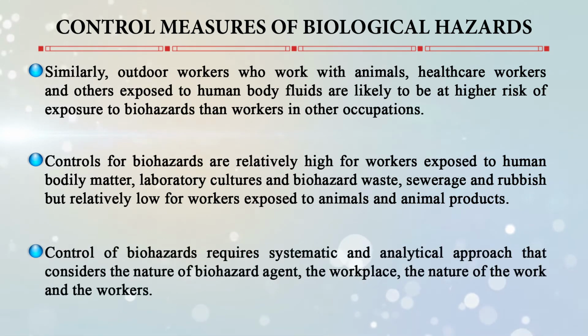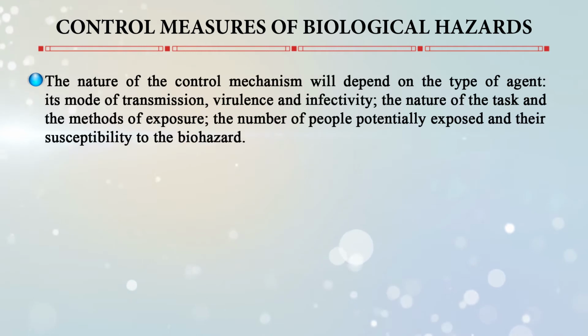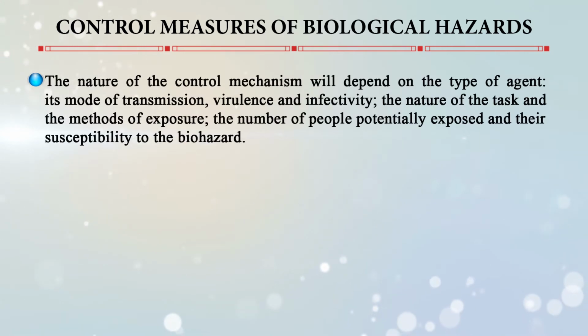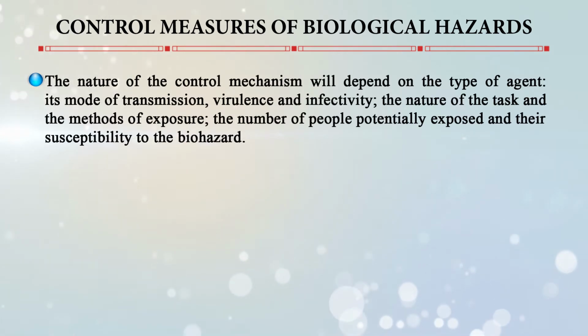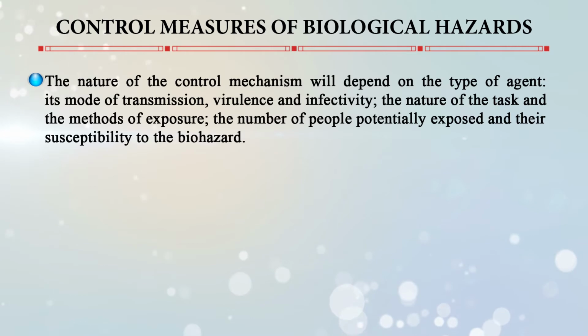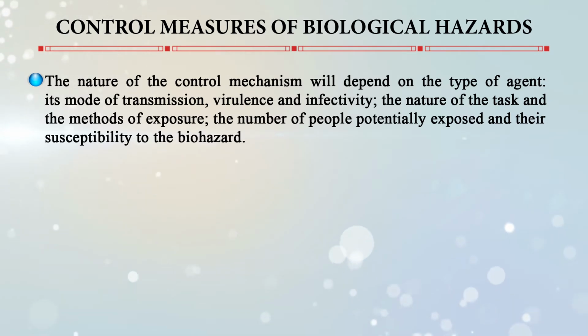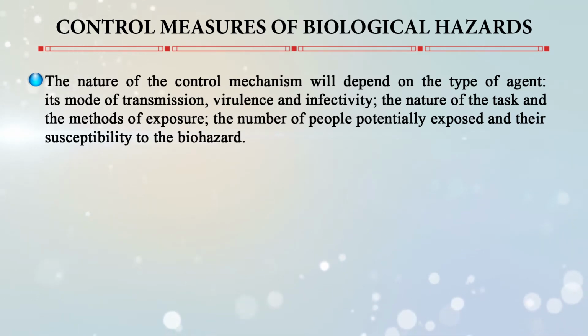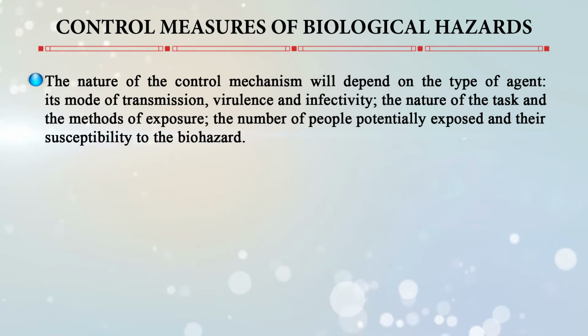The control of biohazards requires a systematic and analytical approach that considers the nature of the biohazard agent, the workplace, the nature of the work and also the worker type. The nature of the control mechanism, again, will depend on the type of the agent, its mode of transmission, virulence and infectivity, the nature of the task and the methods of exposure, the number of people who are potentially exposed to the hazard and their susceptibility to the biohazard.